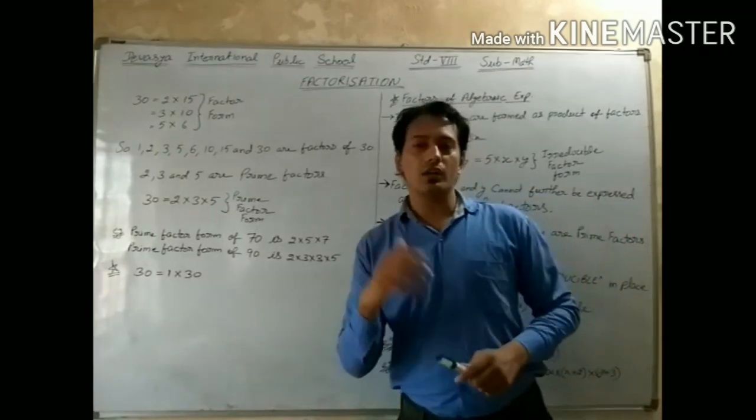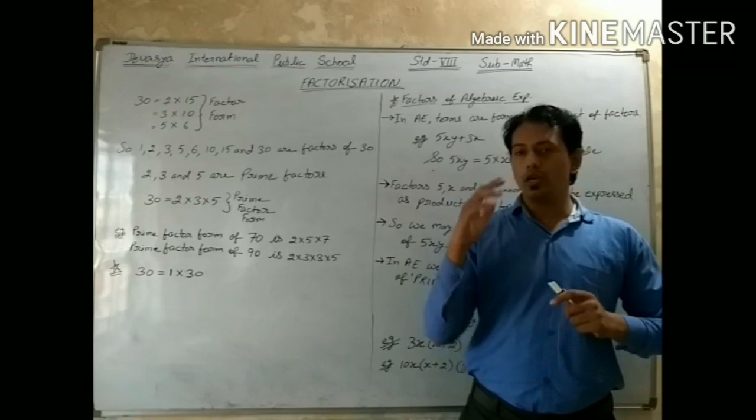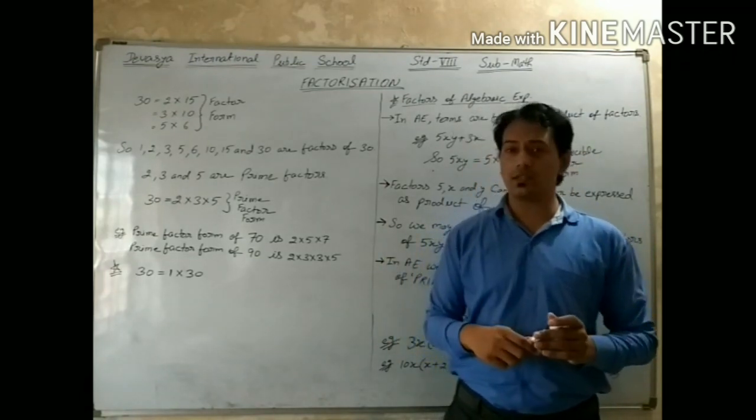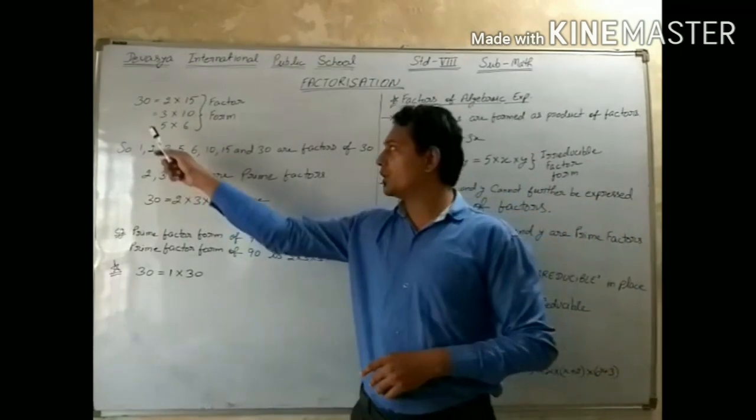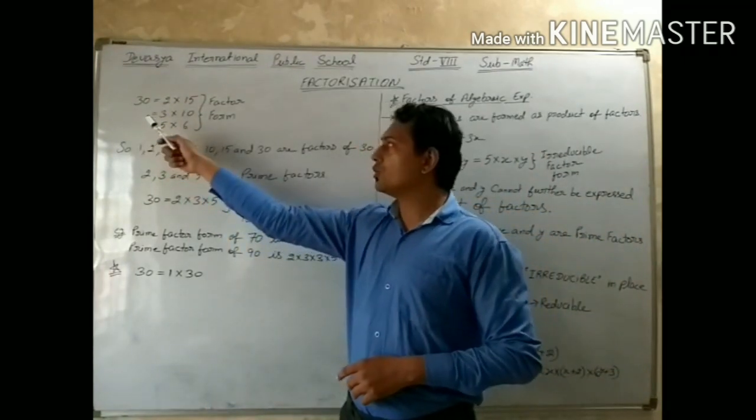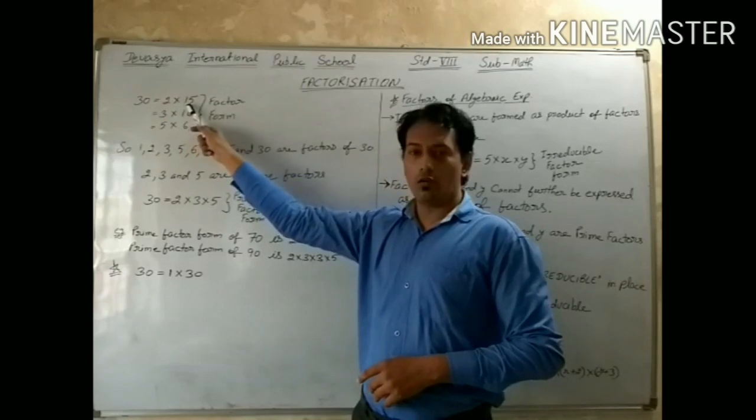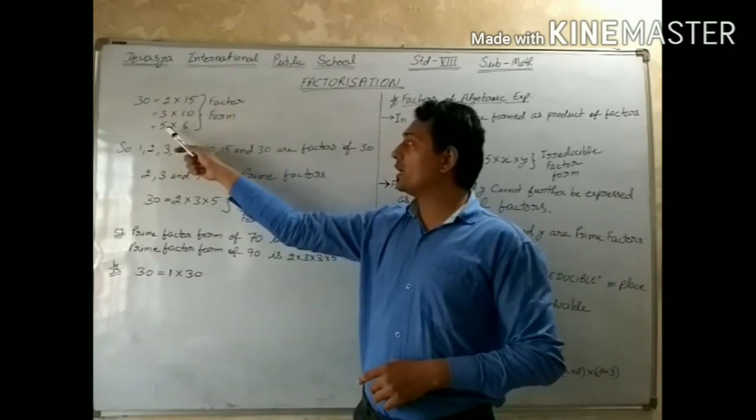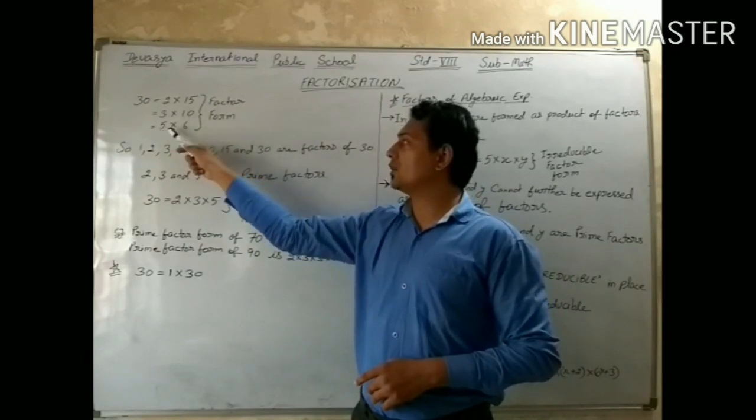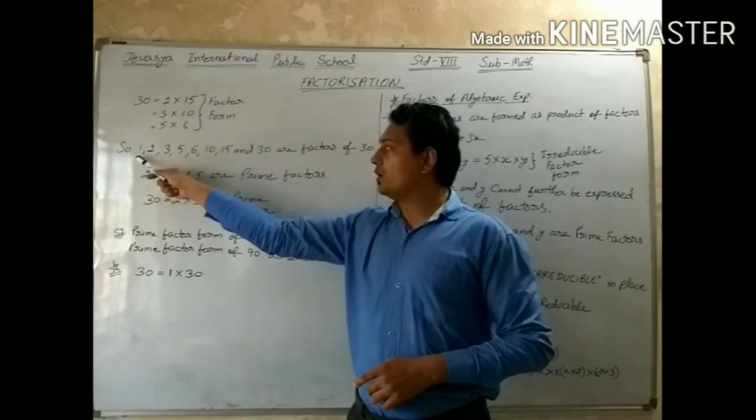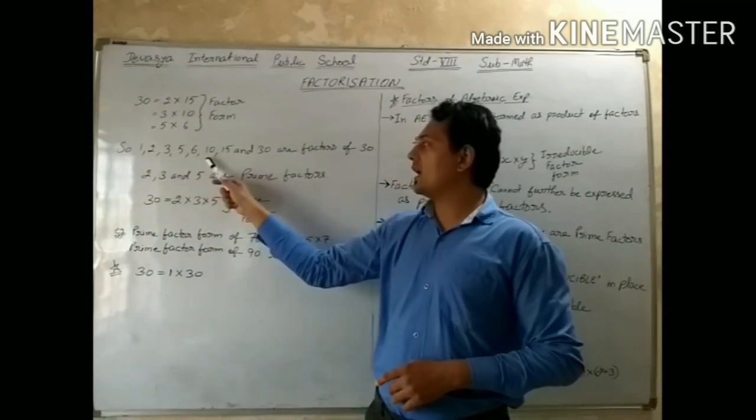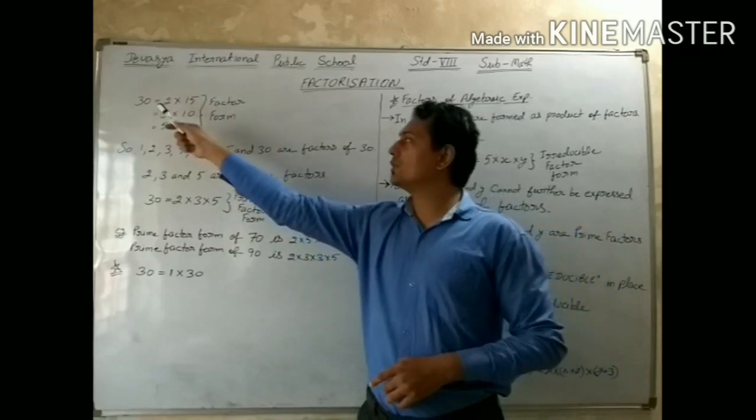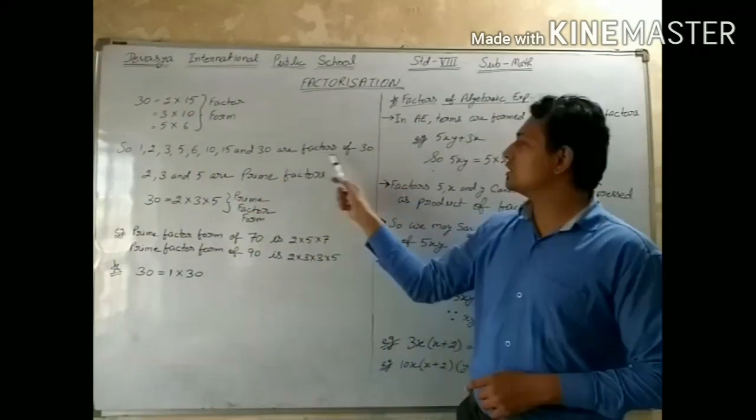Now see, before we understand factorization, students, we have already learned factorizing some natural numbers in our previous classes. For example, let's take one natural number here, that is 30. We can also write 30 as 2 into 15, right? Both 2 and 15 are the factors of number 30. We can also write it as 3 into 10 and 5 into 6. So the numbers 1, 2, 3, 5, 6, 10, 15 and 30, all of these are actually the factors of this natural number 30, right? So these are the factors.